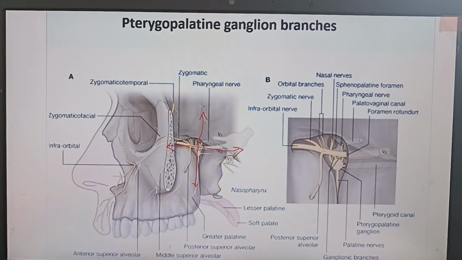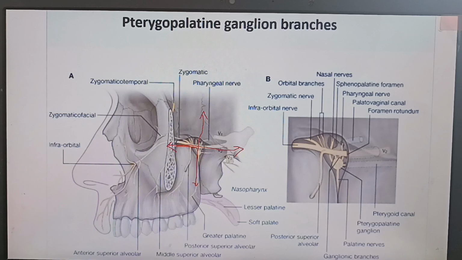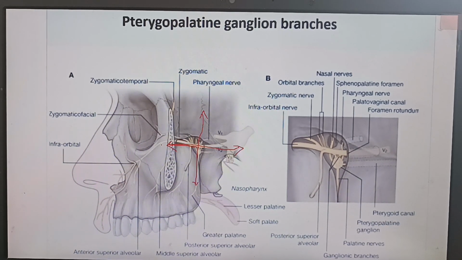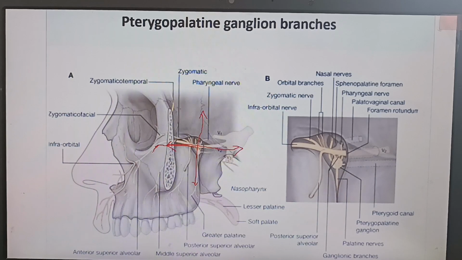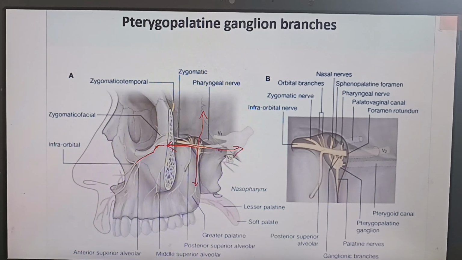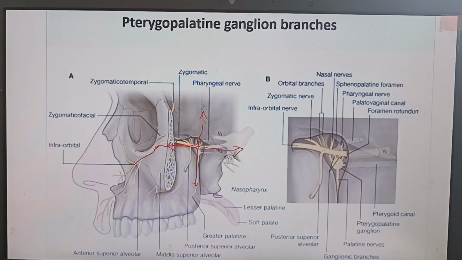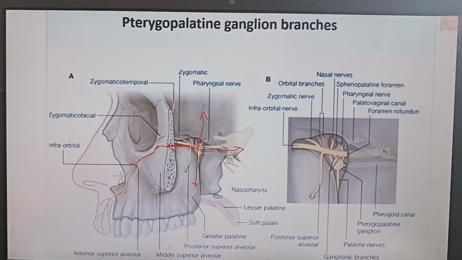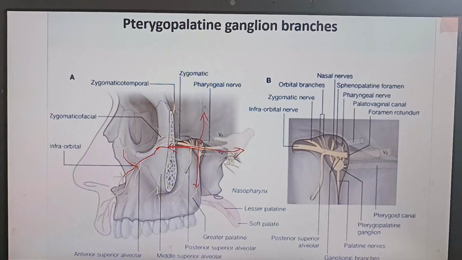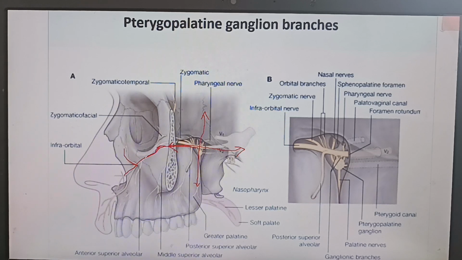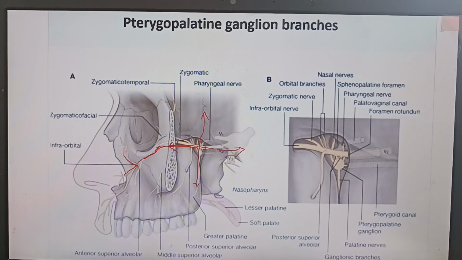Can you see that if a branch moves forward, it is going to reach the orbit. It travels through the floor of the orbit and goes all the way around. It pierces the maxilla, because the maxilla is in front and forms the floor of the orbit, and jumps out through the infraorbital foramen. So for the time being, let's understand that the forward branch will travel through the floor of the orbit and supply the periosteum and mucosa of the orbit.